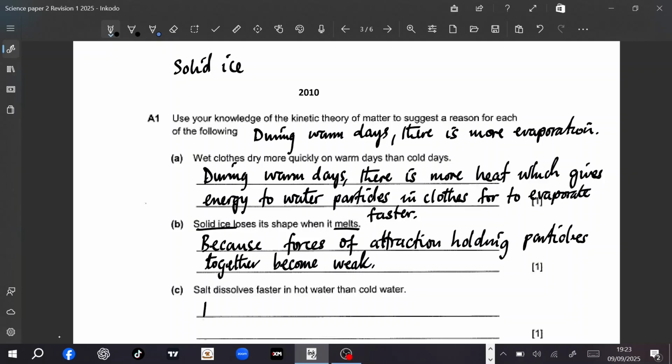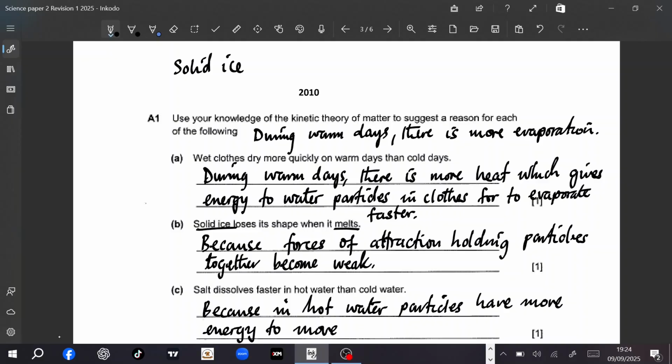So we can say because in hot water, particles have more energy to move, and this helps them to dissolve faster. So that is that.